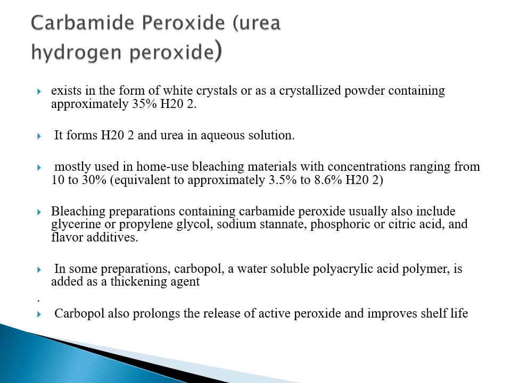Then is the carbamide peroxide or urea hydrogen peroxide. Exists in the form of white crystals or as crystallized powder containing approximately 35% H2O2. It forms H2O2 and urea in aqueous solution, mostly used in home use bleaching materials with concentrations ranging from 10 to 30%. Bleaching preparations containing carbamide peroxide usually also include glycerin or propylene glycol, sodium stannate, phosphoric and citric acid, and flavor additives. In some preparations, carbopol, a water-soluble polyacrylic acid polymer, is added as a thickening agent. Carbopol also prolongs the release of active peroxide and improves shelf life.